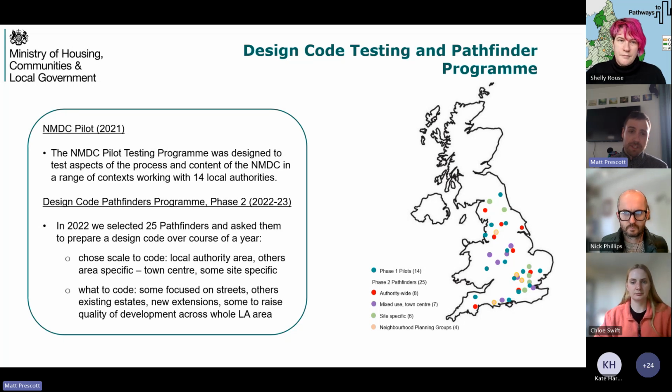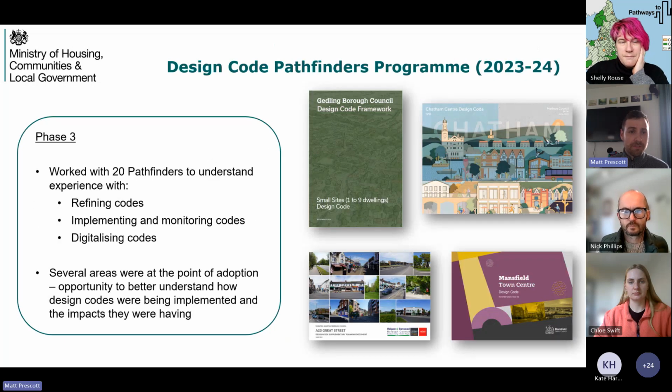Those pathfinders had the opportunity to choose the scale at which to code, as well as the content of the code and what was of greatest importance to them and their local area. The following year, we conducted phase 3 of the Pathfinders program, where we continued to work with 20 pathfinders to understand experience with a variety of things. That was refining codes, so the importance of testing, removing requirements, strengthening requirements, improving visuals, and optimizing code usability.